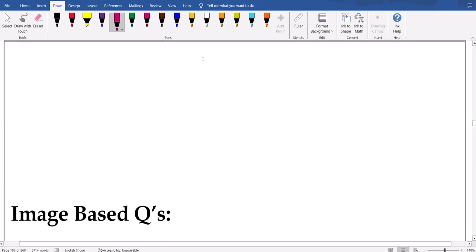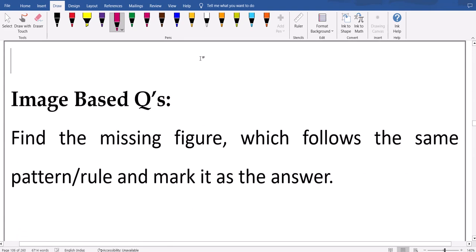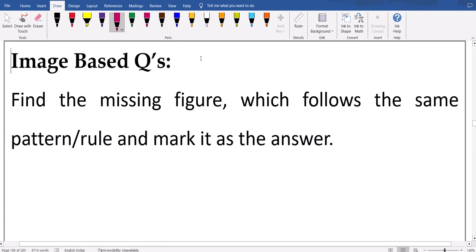So image based questions, 3 to 4 questions in every set. We can find around 3 to 4 questions in every set from image based questions. That too in Mettl platform, as mentioned earlier, they are giving figure matrix.